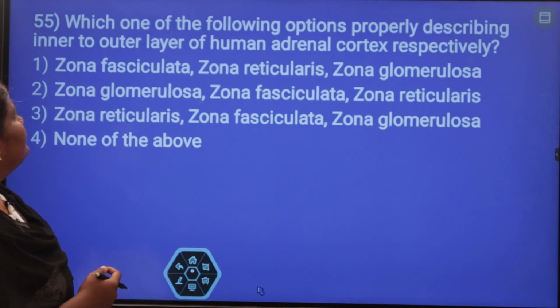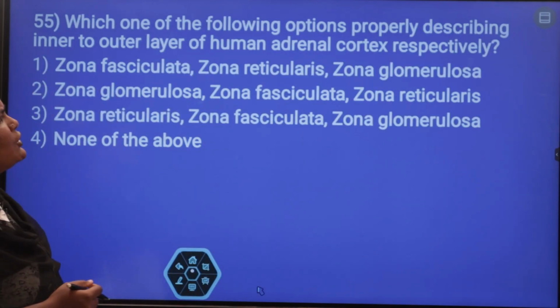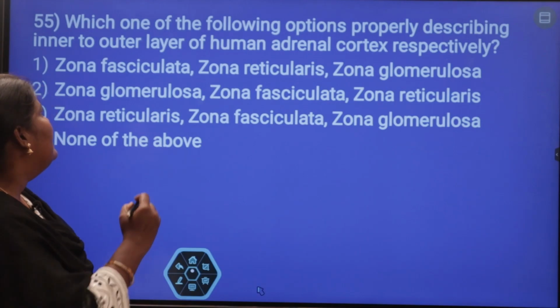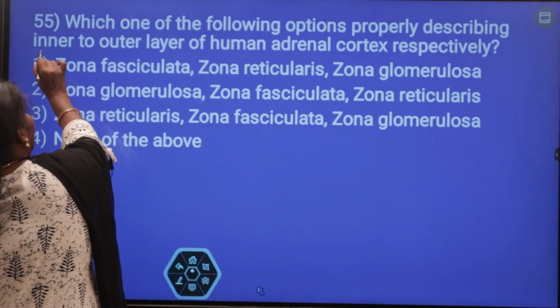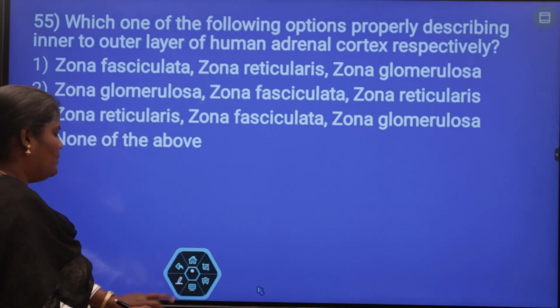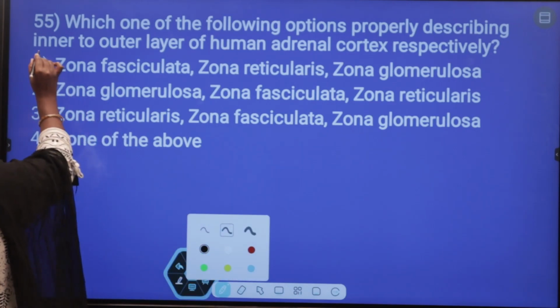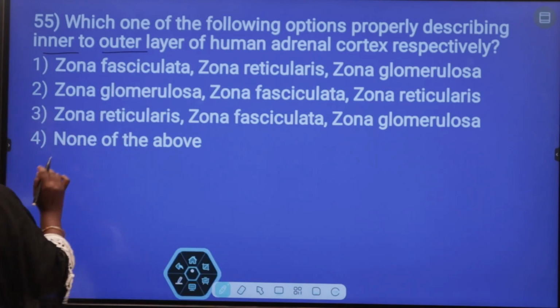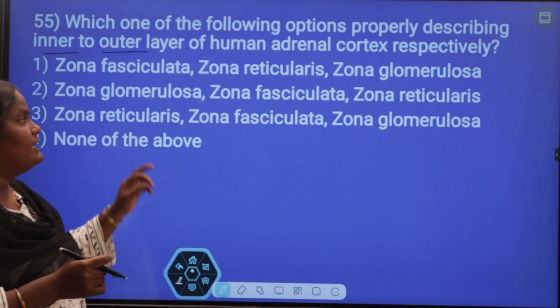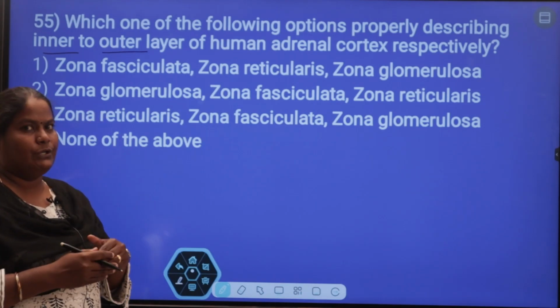Next one, 55. Which one of the following options properly describes inner to outer layer? It is supposed to be the tricky one. Usually the students will fail to observe this. Here they are representing inner to outer. You should be aware of whether they are asking inner to outer or outer to inner.